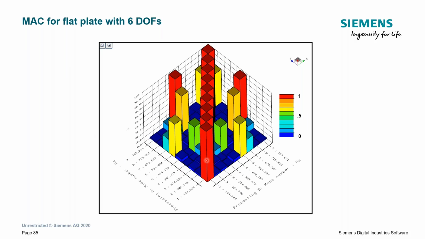On the diagonal, the MAC should be 100%. We're comparing mode 1 to mode 1. That should be 100% correlation. So mode 2 to mode 2 and mode 3 to mode 3 on the diagonal should always be 100%. It's the off diagonal that we want to be close to 0.